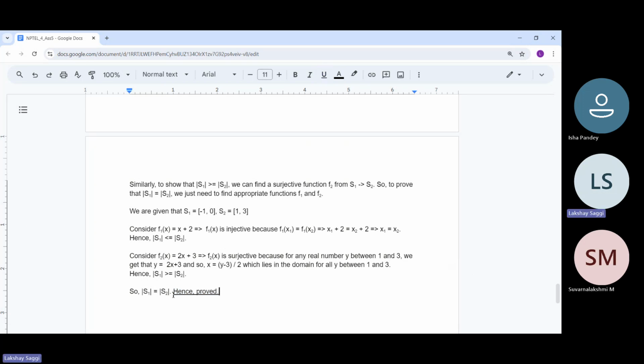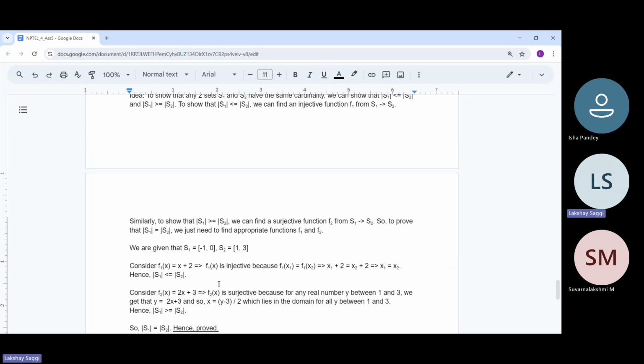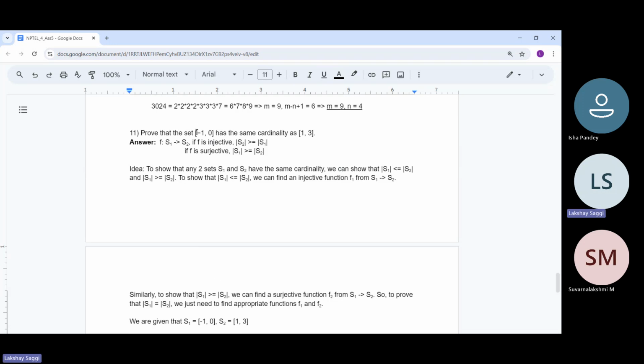Okay, so this is how we show that S1 and S2 have the same cardinality. Even though this interval is twice the length of this interval, still these have the same cardinalities. And this was made possible because of this observation: if there lies an injective function from S1 to S2, then cardinality of S2 is greater than or equal to S1. And similarly, if there's a surjective function, then this happens.